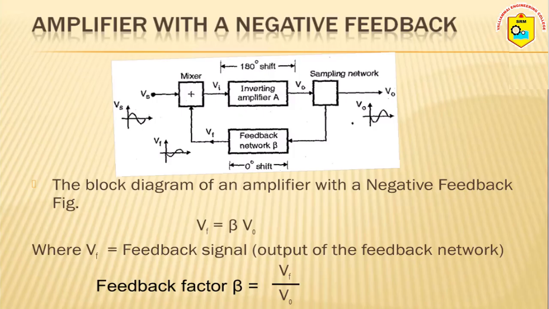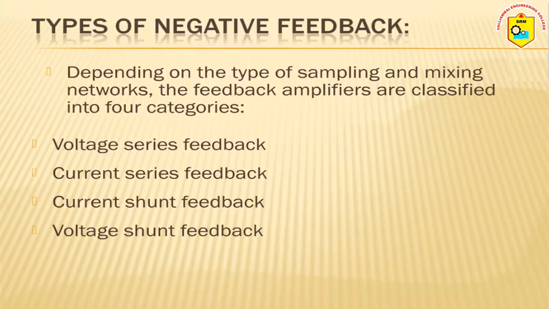So the block diagram of the negative feedback amplifier is shown here. Here VF, that is the feedback voltage, is equal to beta times V naught. Here beta is your feedback factor, which is given as VF by V naught, where VF is your feedback voltage and V naught is your output voltage.